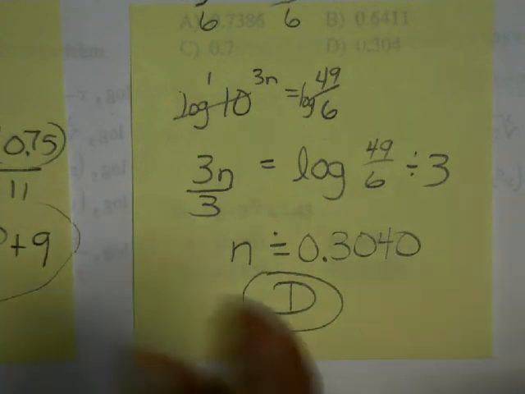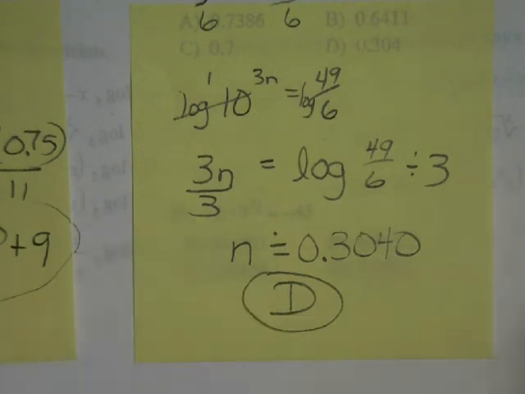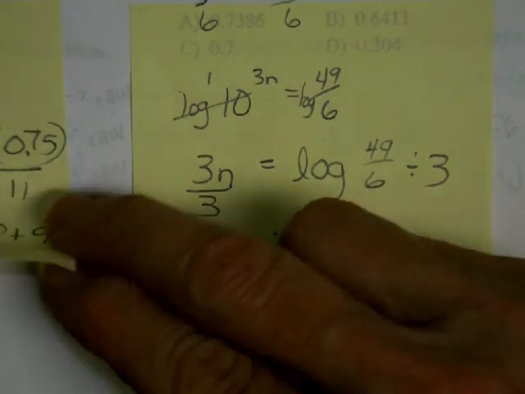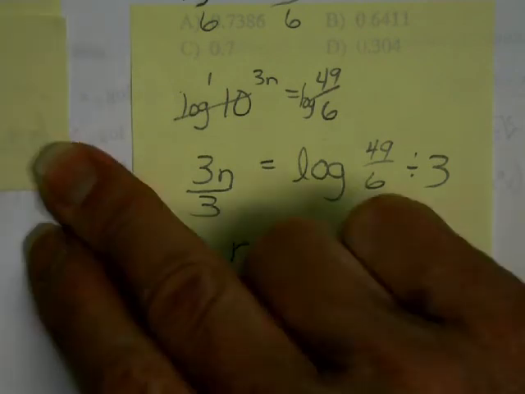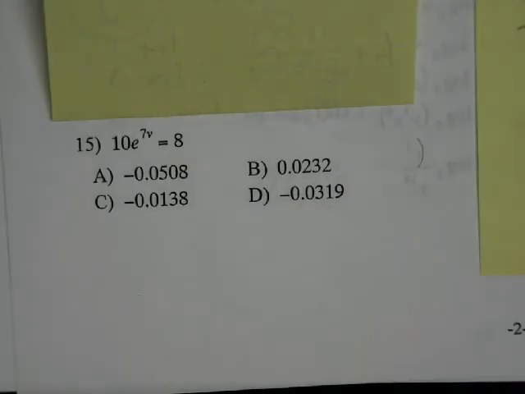So I helped myself by changing that to 1, and the 3n became the multiplier. So again, know your rules. You can play the game. Play the game well.